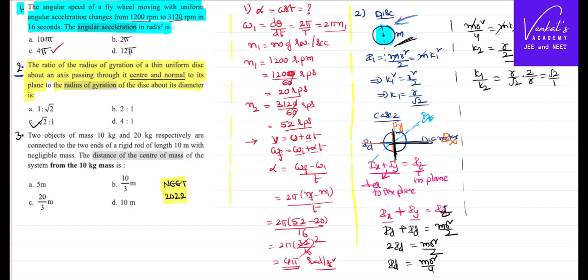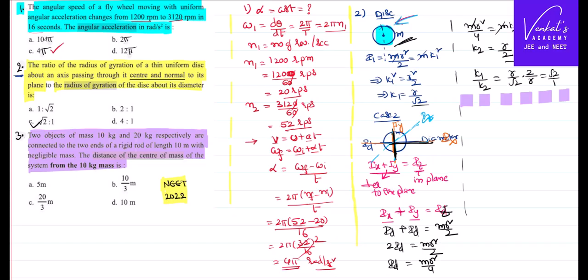That's the second question. Once completing the second question, I can go for the third question. What is that third question? This is the third question. Two objects of masses 10 and 20 kilograms are connected to the two ends of a rigid rod of length 10 meter, negligible mass. The distance of the center of mass from the 10 kilogram mass is.